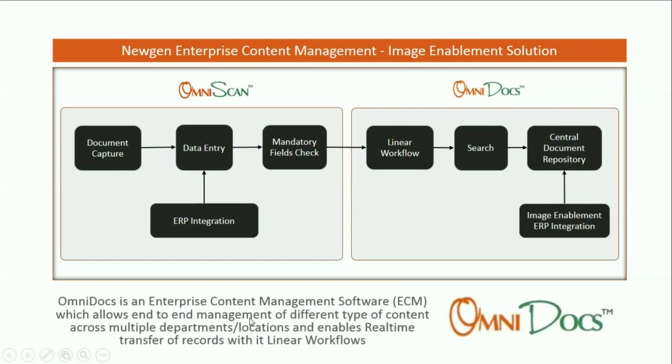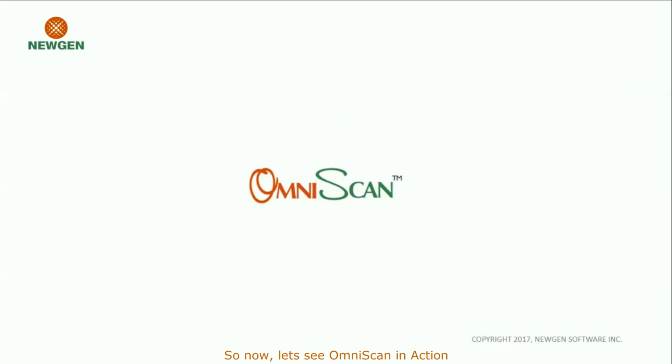Then you have Omni Docs. Omni Docs is an enterprise content management software which allows end-to-end management of different type of content across multiple departments or locations and enables the real-time transfer of your records or invoices with its linear workflows. It also has the image enablement feature with the help of which you can view all the images saved in OmniDocs from within your ERP system. So now let's see OmniScan in action.